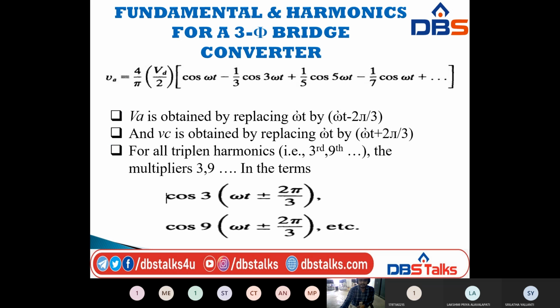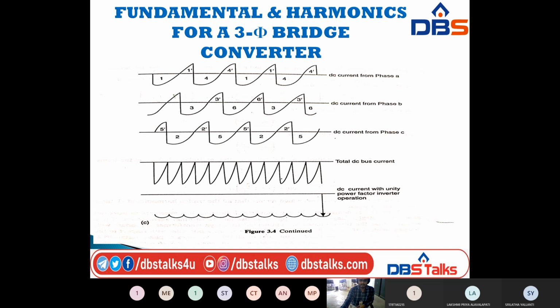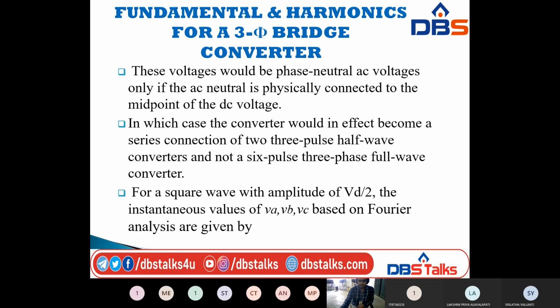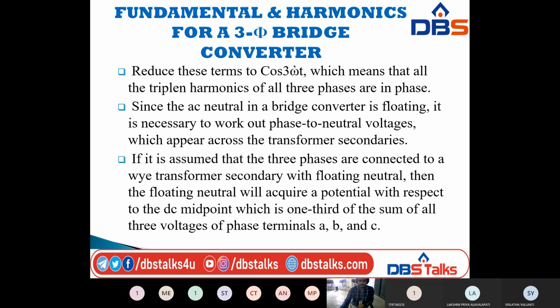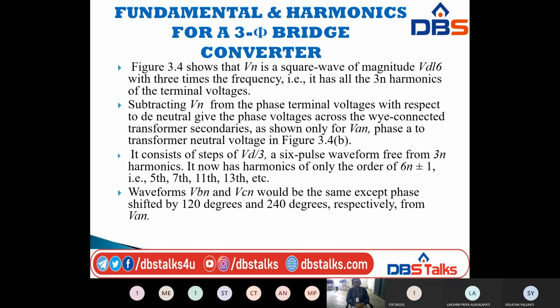If you see this diagram, it shows Vn, that is the neutral point. The figure shows that Vn is a square wave of magnitude Vd by 6 with 3 times the frequency, that is, it has all the 3n harmonics of the terminal voltages. Those 3n harmonics show up on the Vn waveform, a square wave with magnitude of Vd by 6.